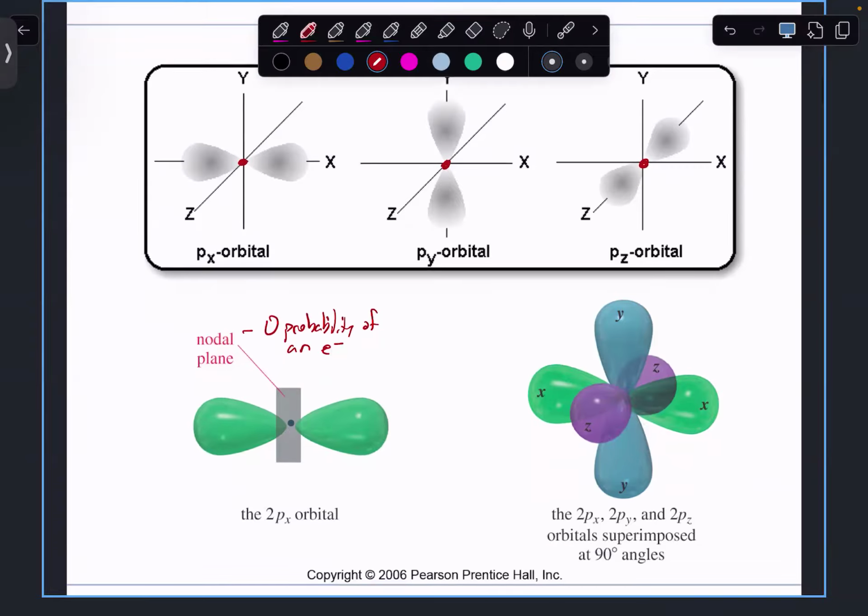But these are the orbitals that we are going to be concerned with for organic chemistry. The S's and the P's, you can completely disregard the D's and the F's for this class.